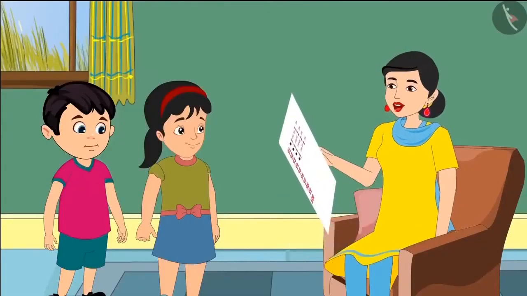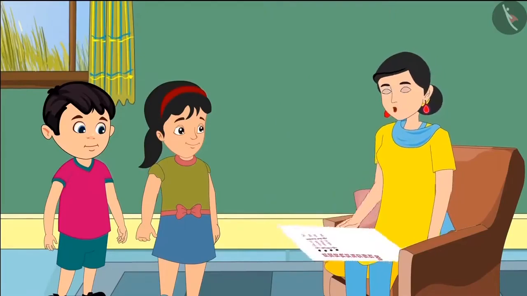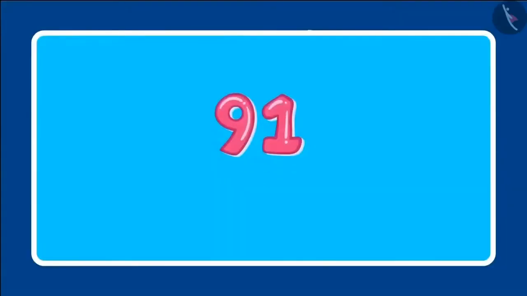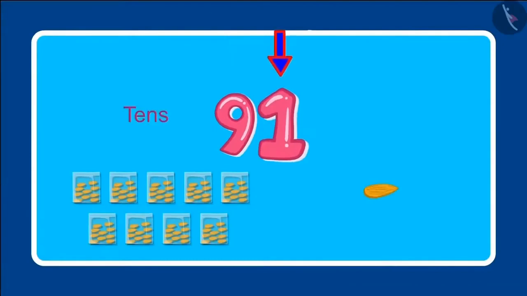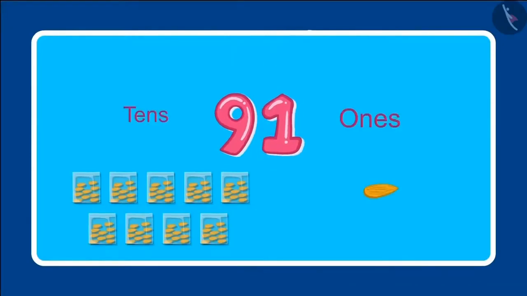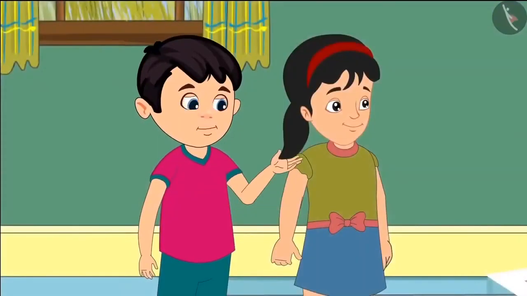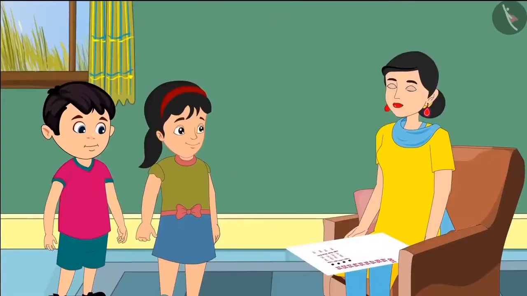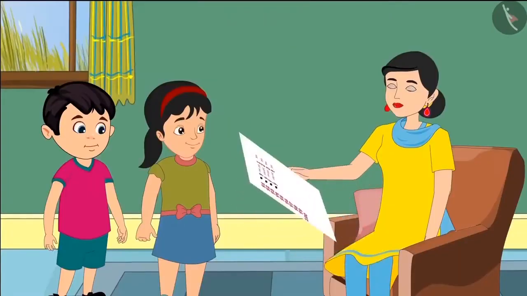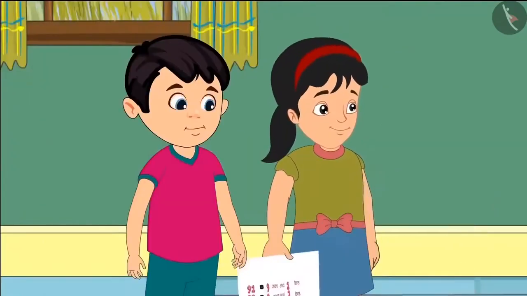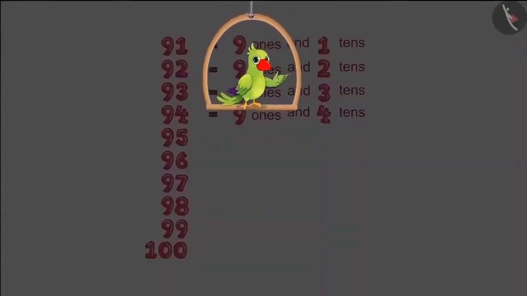Hey children, you have written it upside down. We write 91 like this, and there are 9 tens and 1 ones in it. That means 9 bundles of 10 and 1 loose. Oh yes, we have made this mistake in all the numbers. Take this and just fix it up. Okay, Mummy. Chotu and Pinky then corrected their charts.